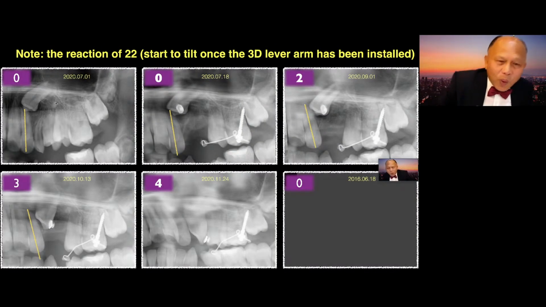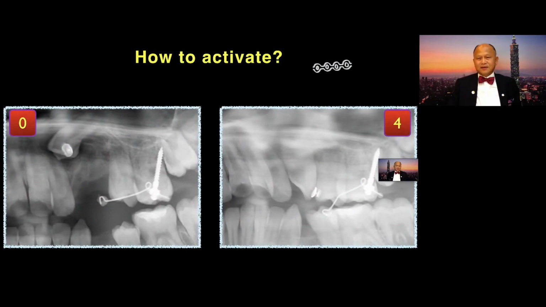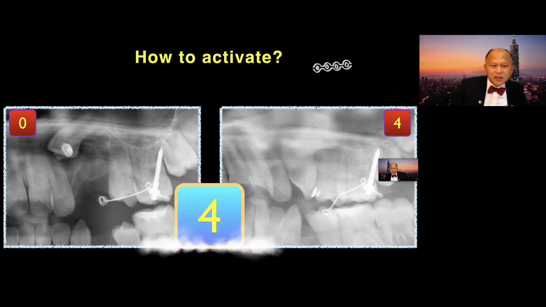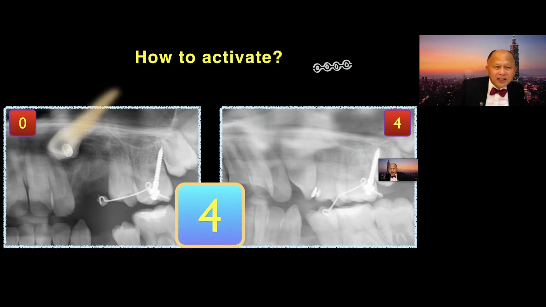So when we started to activate this 3D lever arm, the reaction of the lateral incisor is quite interesting. The lateral incisor will tilt once the 3D lever has been installed. And when we bring that down, this lateral incisor will go back to the original. Did you see that?